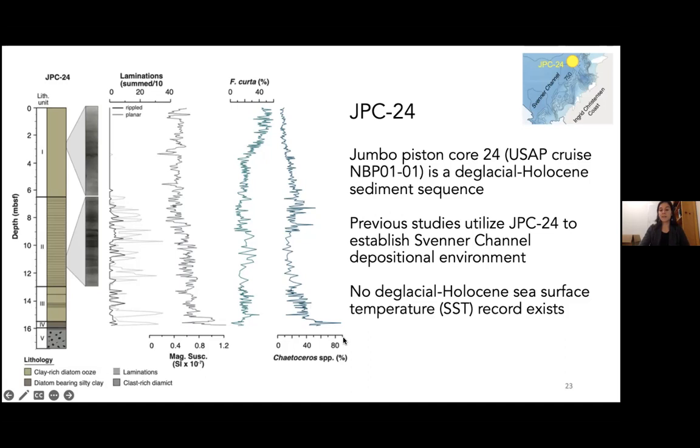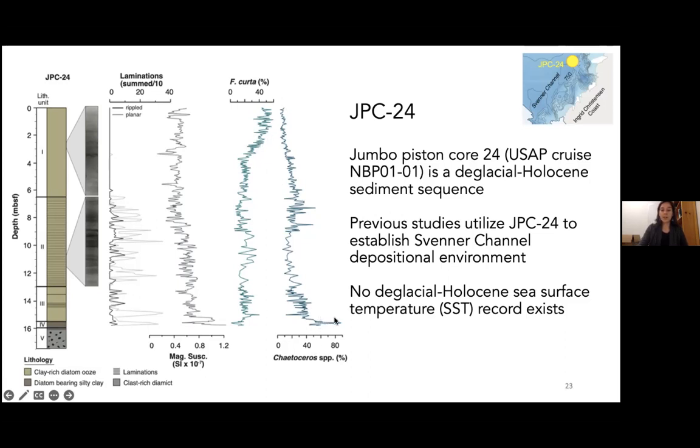So, this is the temperature. The temperature record that I'm going to be discussing is always used within the context of broader paleo deposition, broader environmental changes. We're just trying to provide a little bit more of an absolute age or temperature range when we're looking at these changes. So, we have F. curta, which is used to reconstruct sea ice. It's a sea ice diatom. We can see that there's an increase in F. curta near the top.